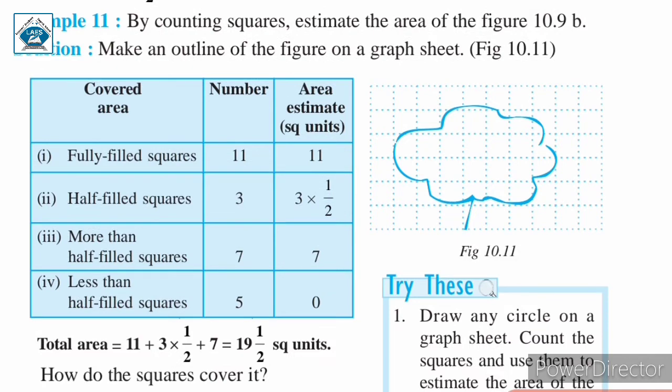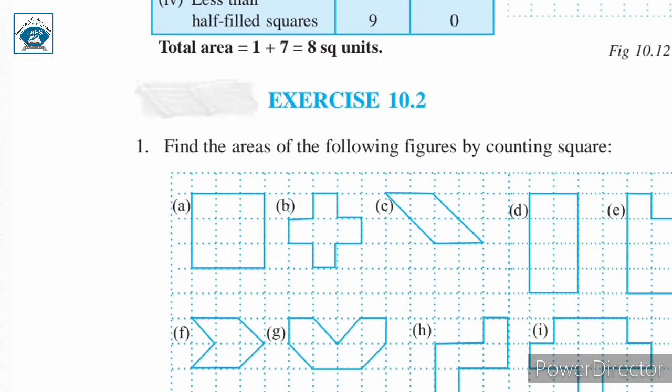So with this convention, we can calculate the total area, which is 11 plus 3 into 1 by 2, that is 3 by 2, plus 7. So adding these three, we will get 19 and a half. So 19 and a half square units is the area of this particular figure. Let us now begin exercise 10.2 to understand this better.